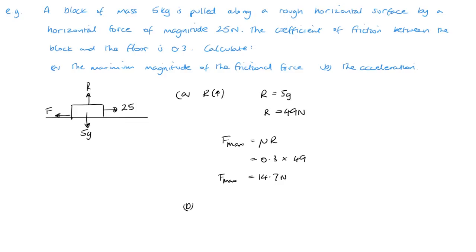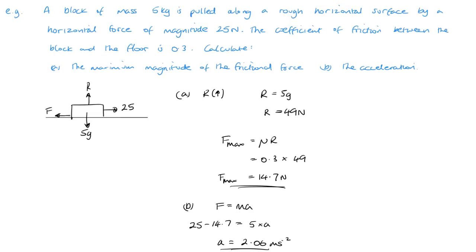Now part B is find the acceleration. So F equals ma. So we've got 25 minus 14.7 equals 5 times a. So 25 minus 14.7 is 10.3. Divide by 5. So the acceleration is 2.06 meters per second squared. Okay, and it's that easy.